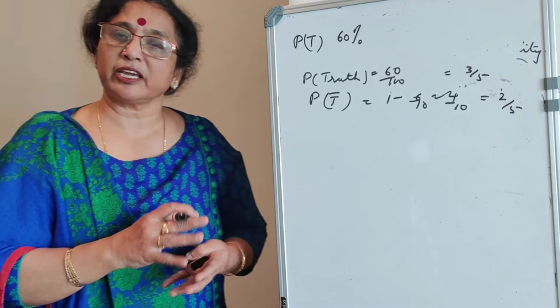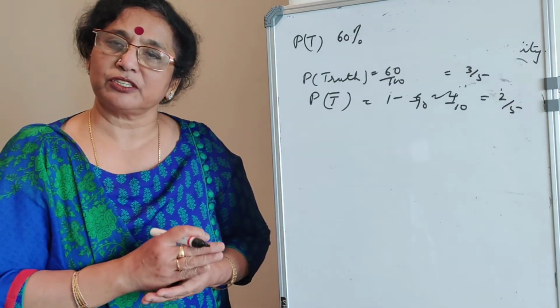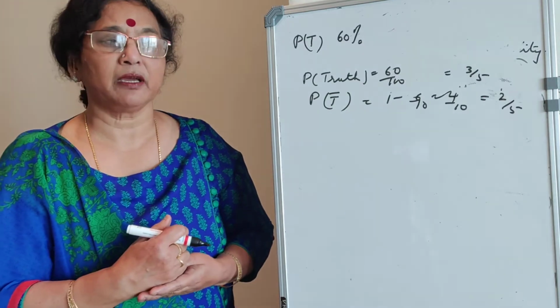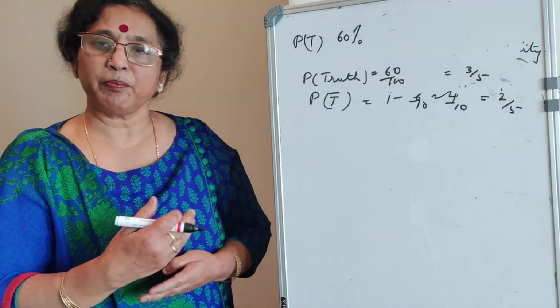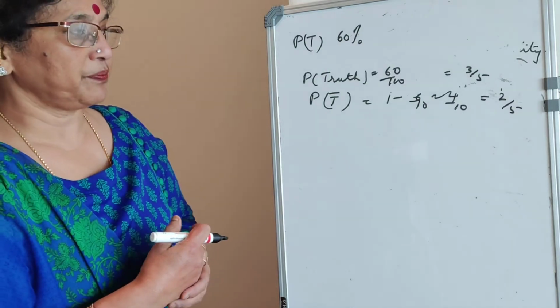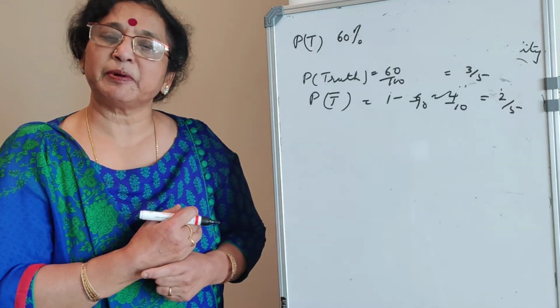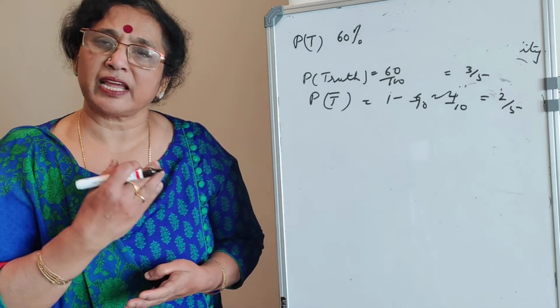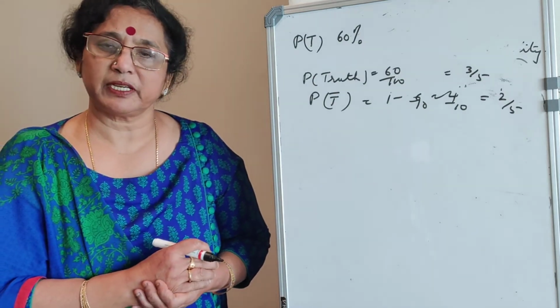For a statement, there can only be two outcomes, where it's the truth or it's a lie, right? For every statement I make. Therefore, that is why the complement of that, lying, not the truth, is 2 by 5. Now, this person speaks truth in 60% cases, and therefore lies in 40% cases.